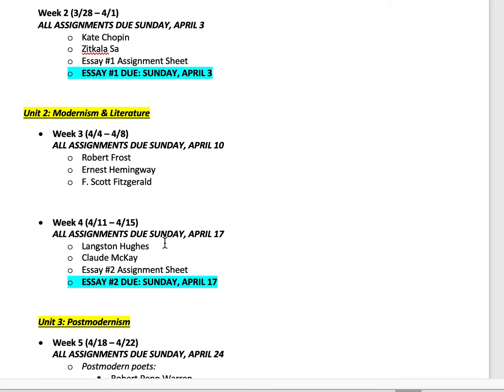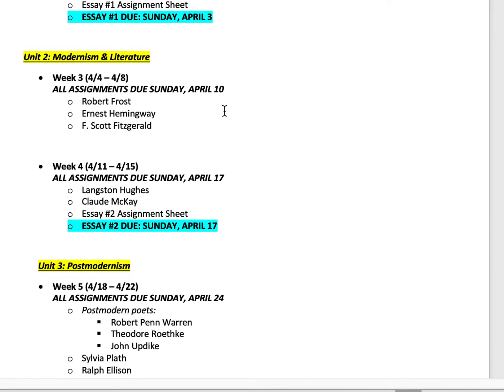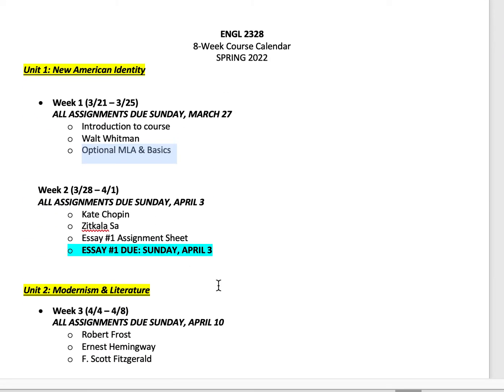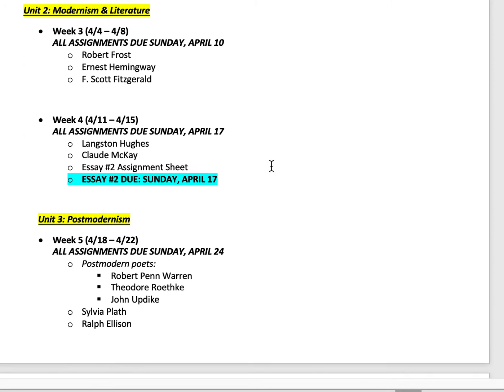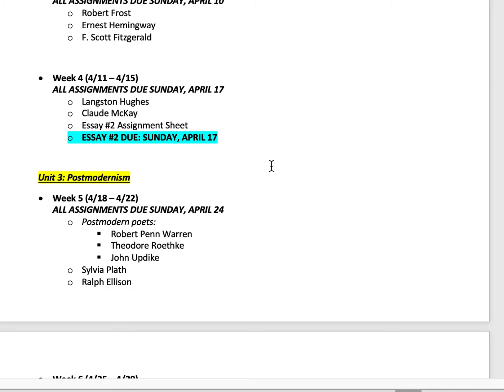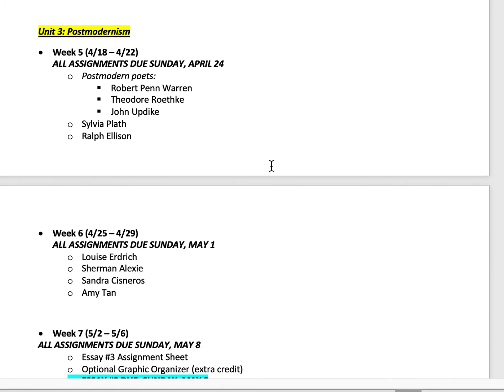Then we'll move into week 2, where we're moving into Modernist Literature. This first week takes us from post-Civil War up to World War I. Then we look at literature during the wars, so we have Frost, Hemingway, Fitzgerald. We also have Langston Hughes and Claude McKay. Your second essay is going to be due on Sunday, April 17th. I say these because these are shorter essays, like 1 to 2 pages, so they're really not very long. I know this is a very short course and we're moving quickly, so I'm keeping that in mind.